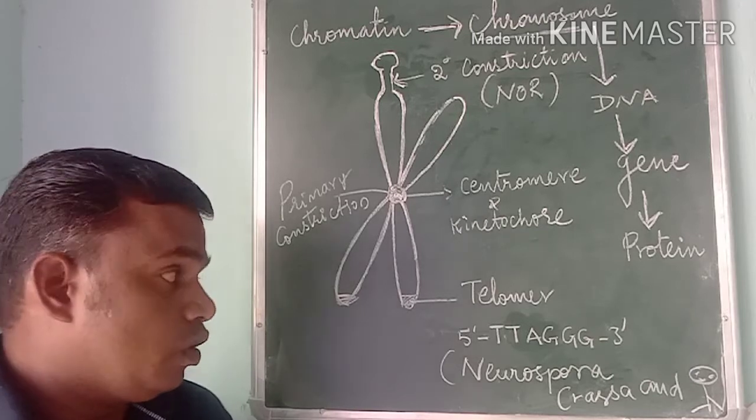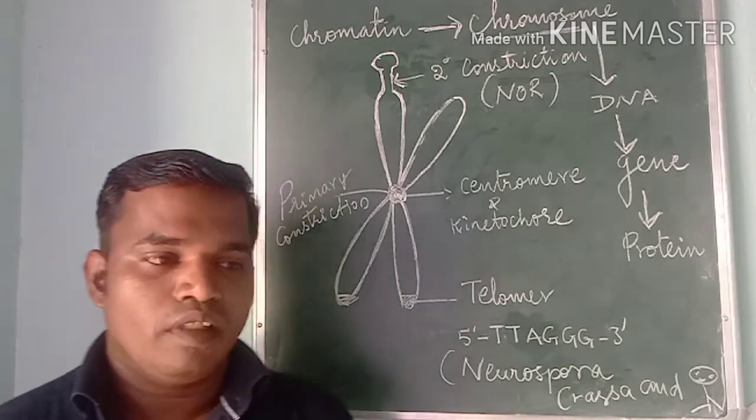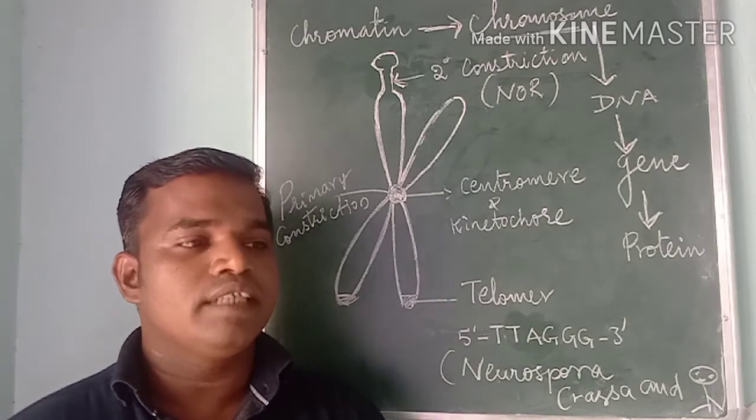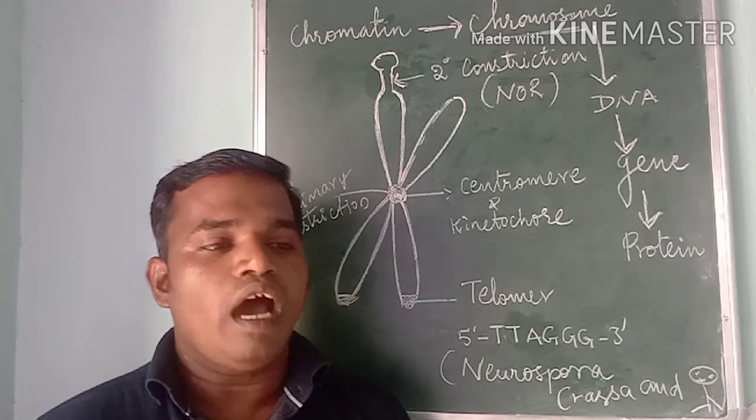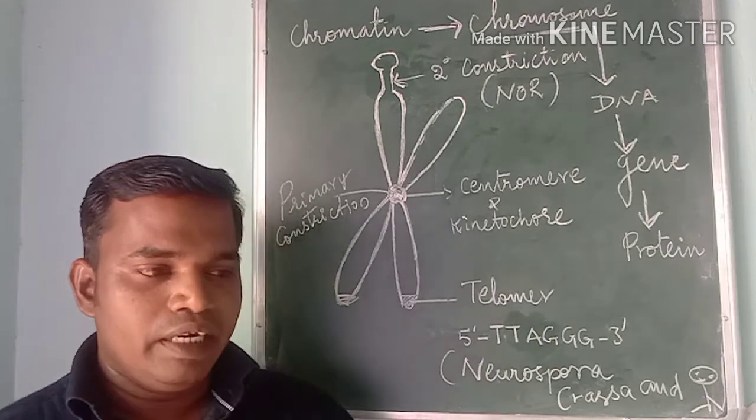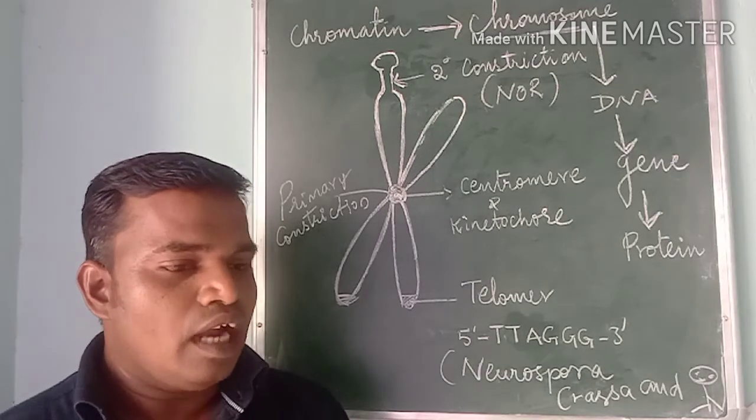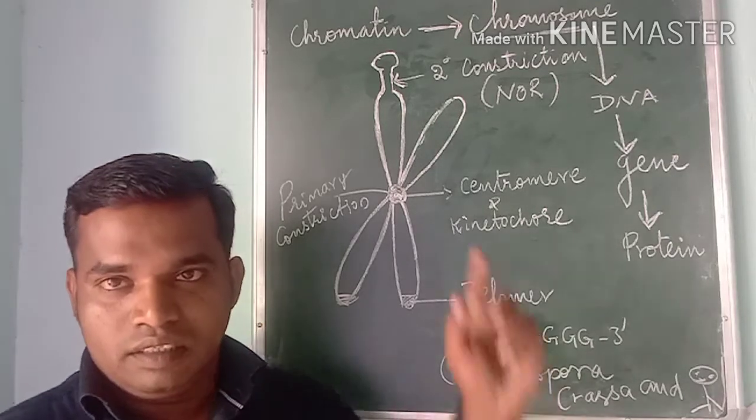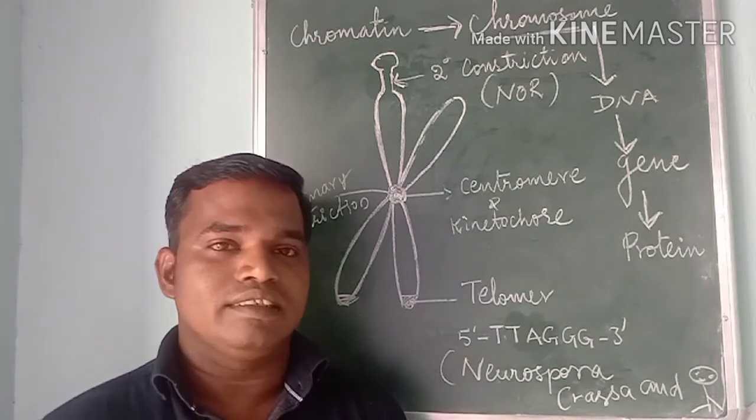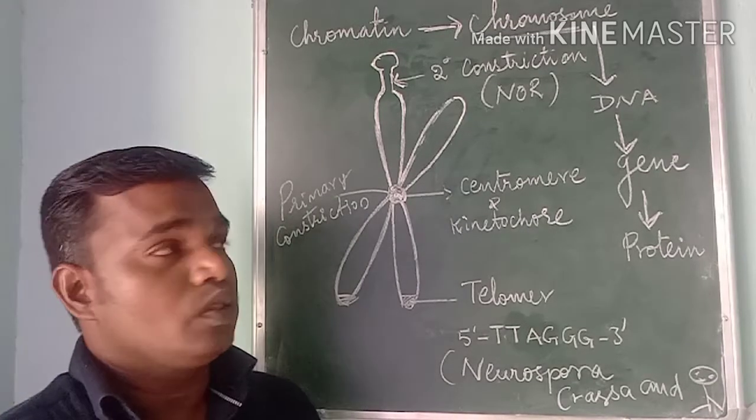So when the cell undergoes cell division, that is, one cell divides into 2 cells, 2 into 4, 4 into 8, 16, 32, it keeps dividing. When the cell undergoes cell division, at that time the thread-like structure, the chromatin, is condensed and forms chromosomes.